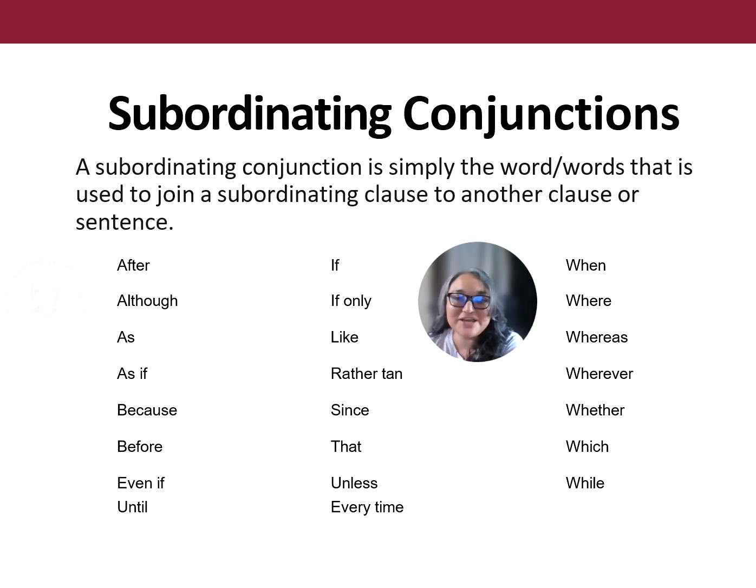What is a subordinating conjunction? A subordinating conjunction is a word that is used to join a subordinating clause to another clause or sentence. On the screen, you have a list of the most common subordinating conjunctions that you're going to find in the English language. We have, for example, after, although, because, before, until, if, like, since, that, when, where, among others.